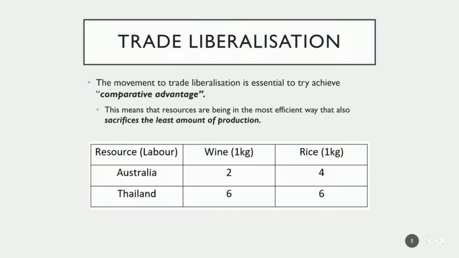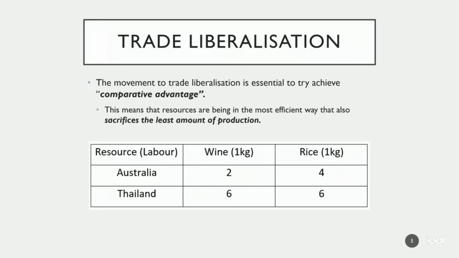Now if we compare that to Thailand, their production is identical. They could allocate 6 labor resources to the production of wine, or they could use 6 labor resources for the production of 1 kilo of rice. And so what you can see from this really simple example is that it's more efficient for Australia to be producing wine and for Thailand to be producing rice, because for Australia, we're able to use less resources for the production of wine, meaning that we could mass produce wine and allocate more of our labor resources and specialize in wine.